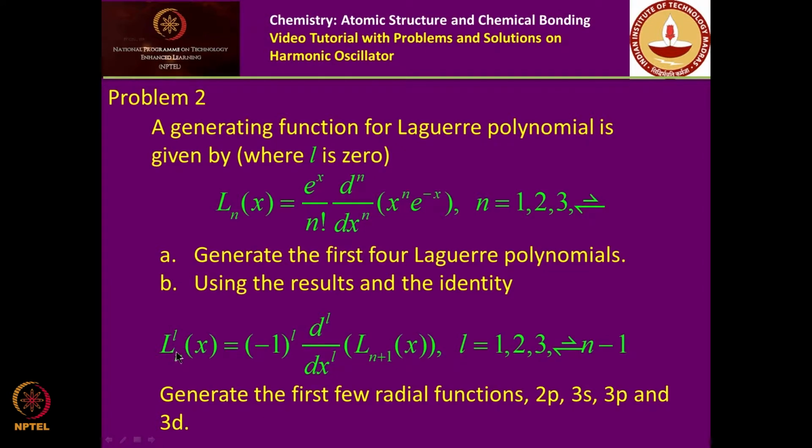Therefore, for any n, we have n Laguerre polynomials. If n is 1, there is 1; if n is 2, there are 2; if n is 3, there are 3. That is given by this expression, and that uses the L_{n+1} of x, which is calculated from the previous step. Again, it is a purely algebraic result. Let us look at Problem 2.